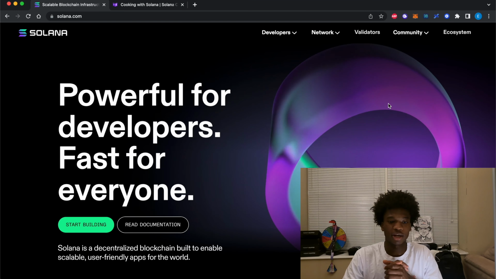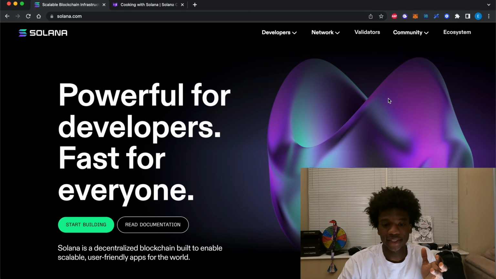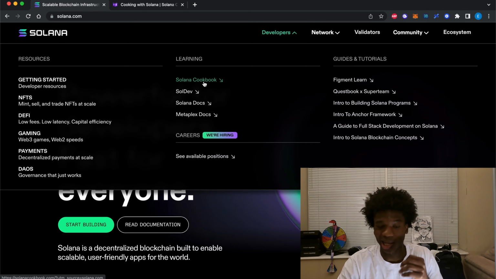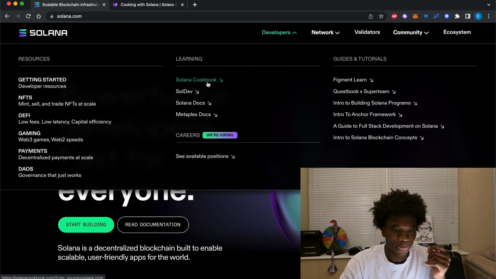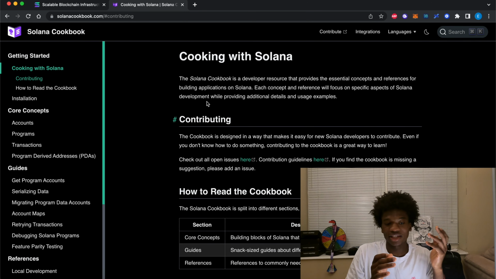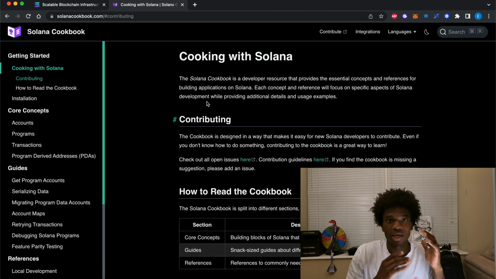But anyway, we're going to be looking at Solana Cookbook. If you go on solana.com, and I should be sharing my screen right now actually, so I'm going to go ahead and do that. Okay, dope. I'm sharing my screen. If you go on solana.com and you go to the first tab, you see developers. The first thing in the learning section is Solana Cookbook. When you click on that, you're going to go here, and this is Solana Cookbook. Basically it's everything you need to know about Solana. It's a lot of resources. At least it gives you the foundational understanding.